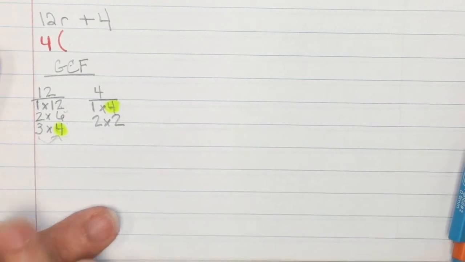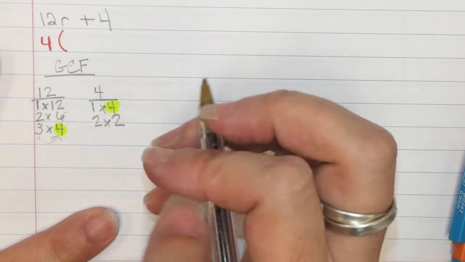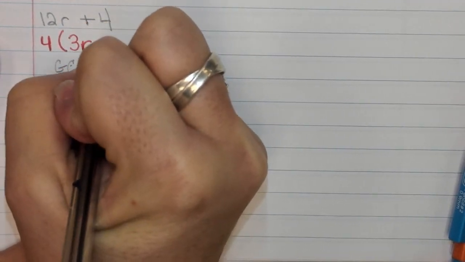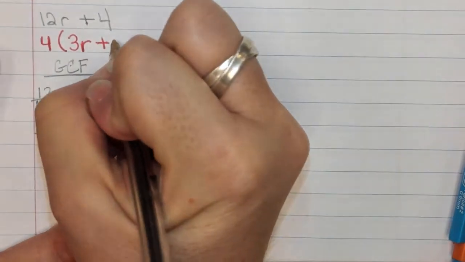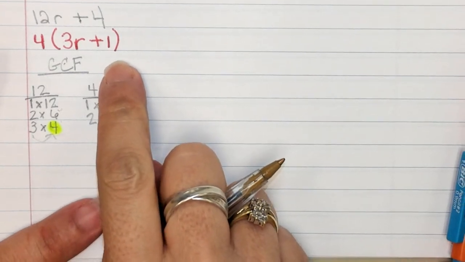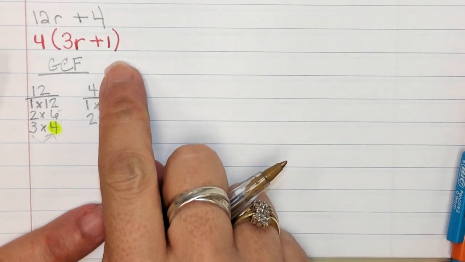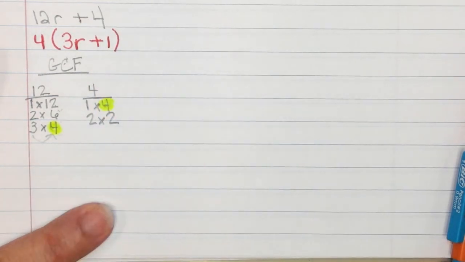I just stick it on the outside. Now, you've got to think division here. 4 will go into 12 how many times? Or 4 times what is 12? 3. Keep the R, don't drop the R. Bring the plus sign down. And how many 4s are in 4? 1. You just did what I call kind of backwards distributive property. Okay? It's not hard. The more you do it 4 or 5 times, it's like, oh, I get it now.